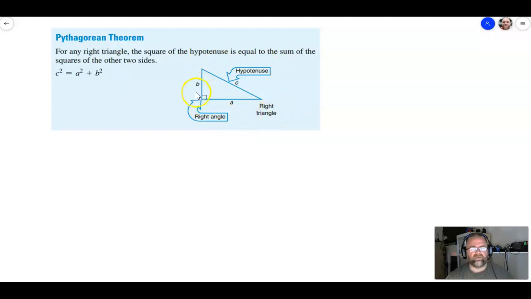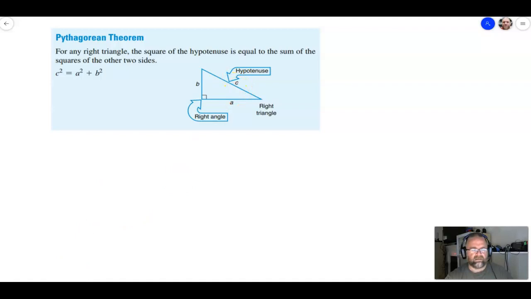So the idea here is that if we have a right triangle, and that is a triangle that has a right angle in it, which is usually denoted by making a little square in the corner. So that's the right angle. Then we have an equation that works with this triangle. And that is c squared is equal to a squared plus b squared. Now, c is the hypotenuse. That's always the side that is not touching your right angle here. And then a and b are the legs, and those are the sides that are touching your right angle here. So that's how we distinguish between the legs of a right triangle and the hypotenuse of a right triangle.